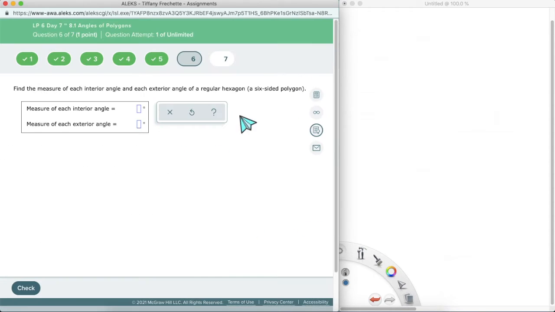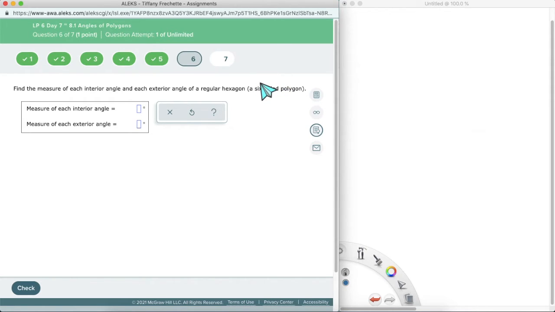So to find each interior angle, I need to know what the total angle is. And we also need to know what some of these words mean. Because it tells us that we need to find each interior angle, each exterior angle of a regular hexagon. And what that means is it's not just any 6-sided figure. They are all congruent sides or all congruent angles. That's what the regular means. All the sides are the same length and all the angles are the same angle. So if I know the total sum for the 6-sided figure, if I divide that by 6, it'll tell me what each angle measure is, right?